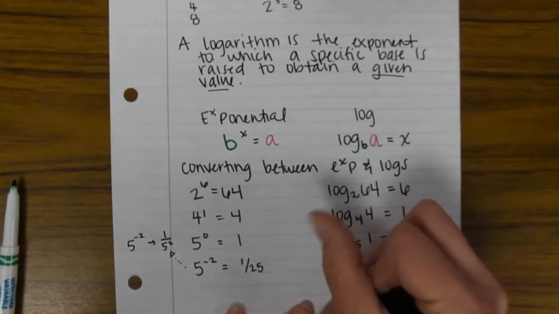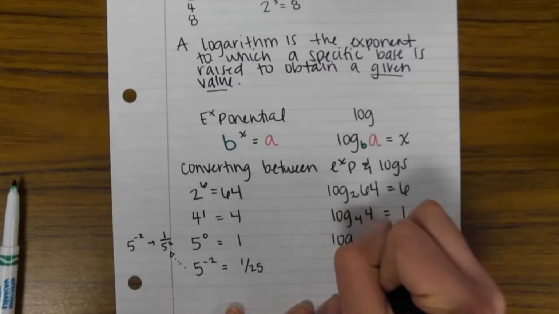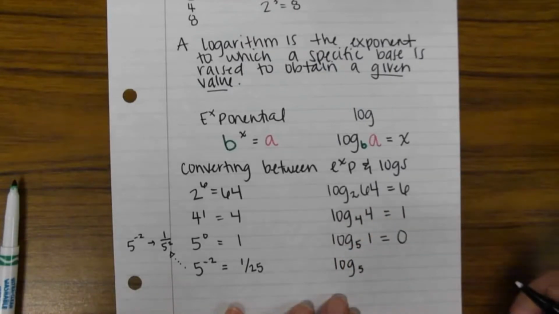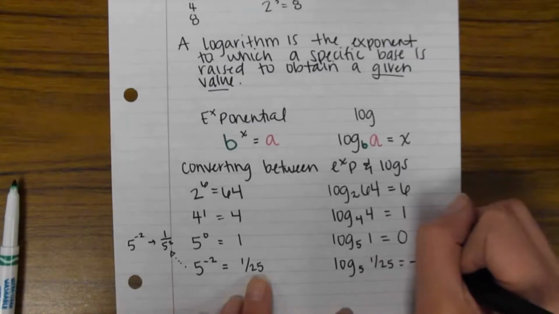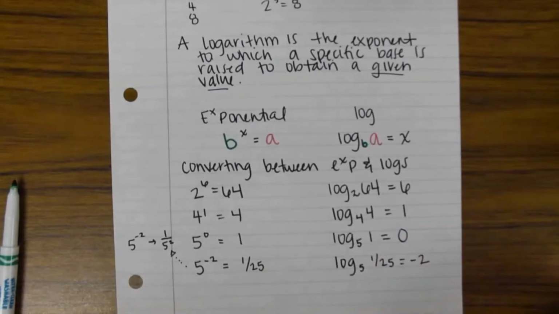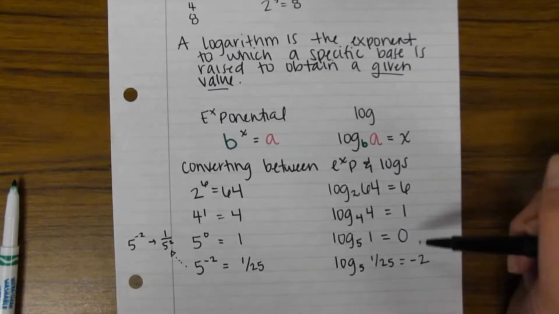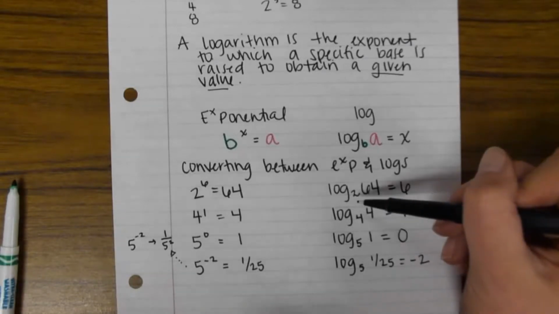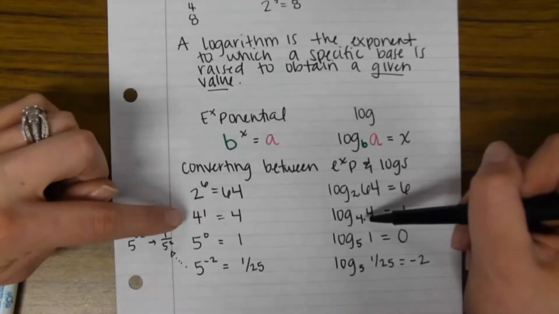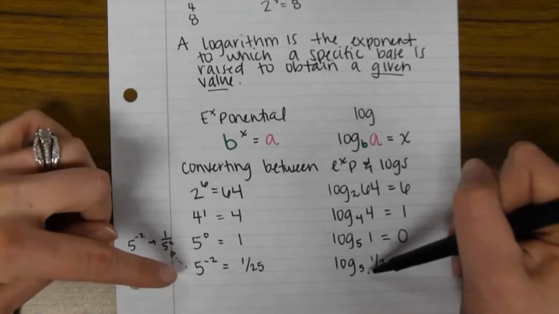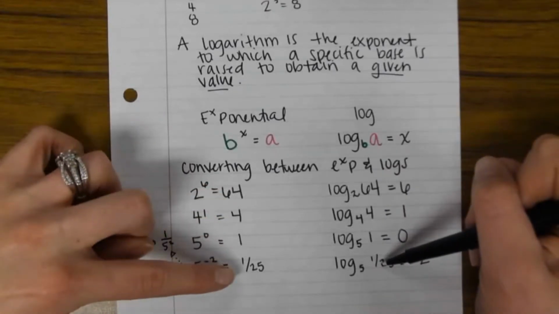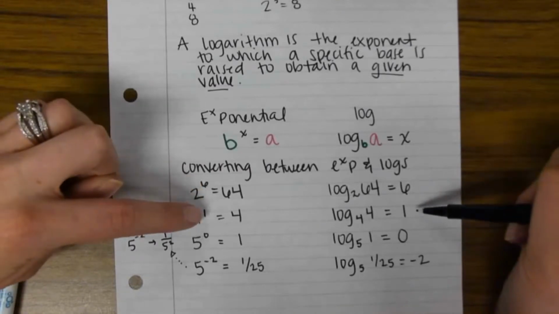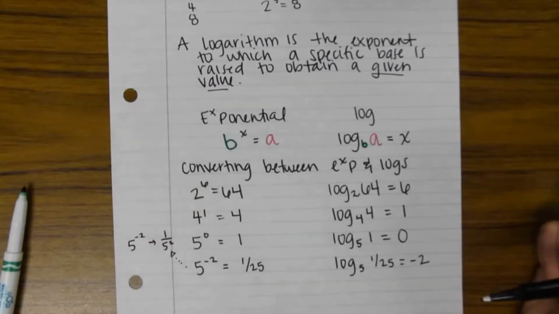Well, let's rewrite this. So we know our base is 5, so log with a base of 5. The answer was 1 over 25, and our exponent was negative 2. Are you guys seeing the pattern here? The base is always this number. The answer is always this number. And the exponent is always what the log equals.